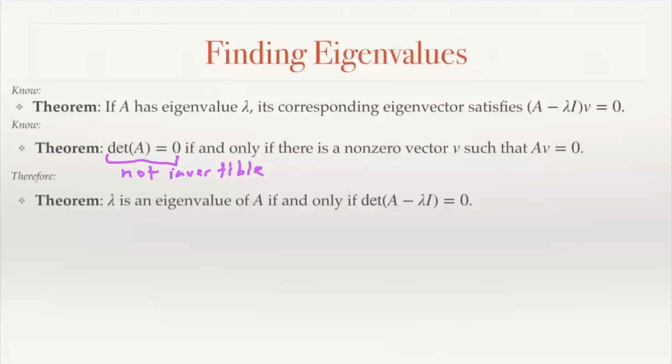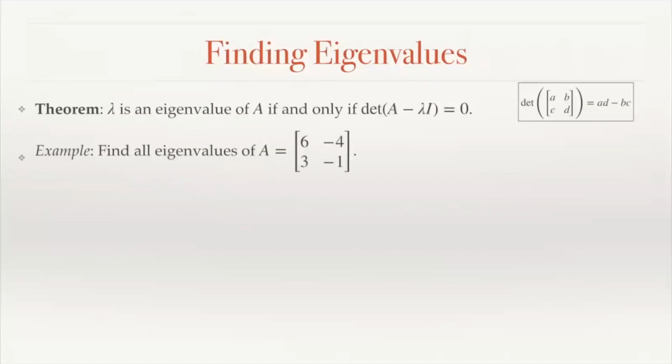So therefore, there is a non-zero vector v such that (A minus lambda I)v equals 0, if and only if the determinant of this matrix is 0. So therefore, lambda is an eigenvalue of A if and only if the determinant of A minus lambda I equals 0. So this is how we can find eigenvalues from scratch for a given matrix. We want to solve for where this determinant equals 0. And remember again, the determinant of a matrix [[a, b], [c, d]] is ad minus bc, the main diagonal minus the other. So find all eigenvalues of this matrix.